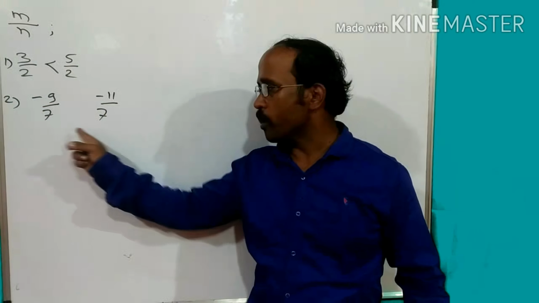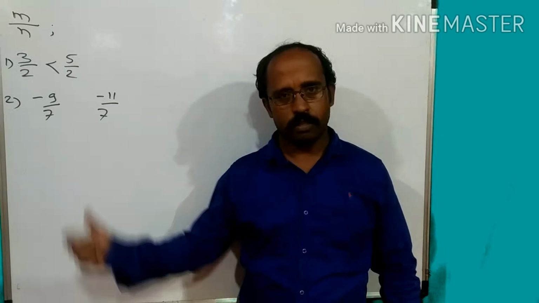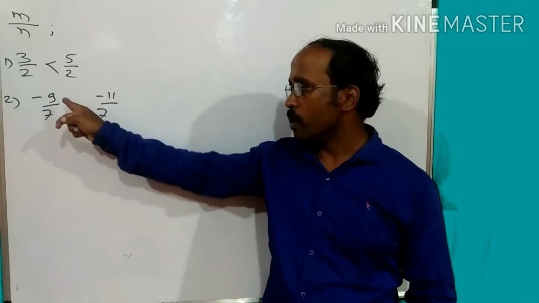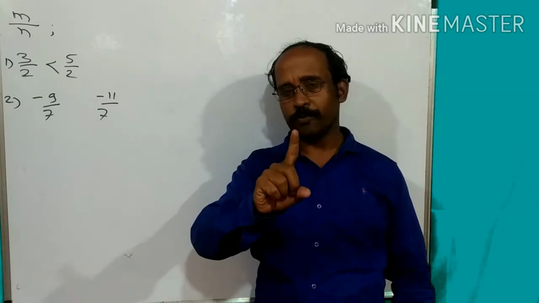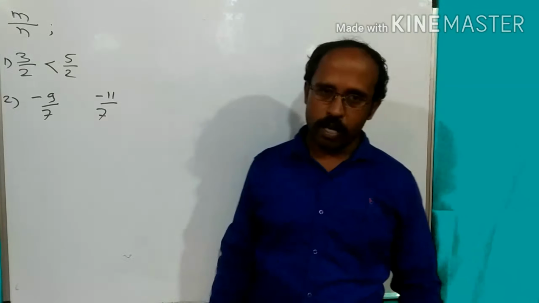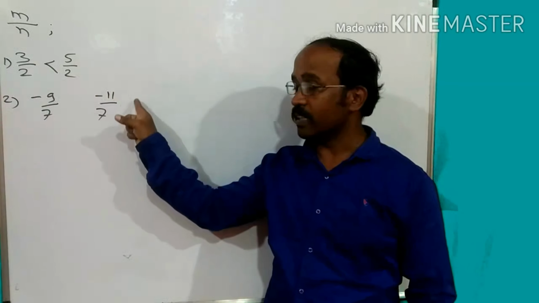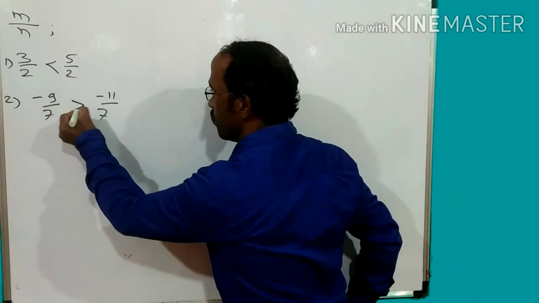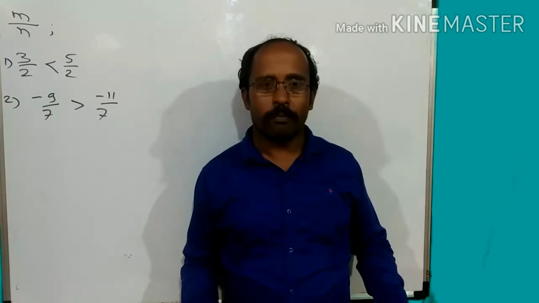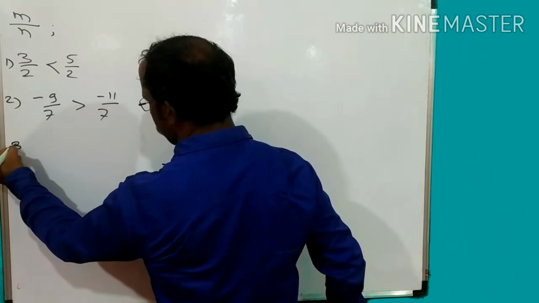Second example, suppose minus 9 upon 7 and minus 11 upon 7. Once again, denominator is same. So how will we decide? We will decide based on the numerator. Minus 9 and minus 11. Which number is greater? If you recall integers, I am expecting that your answer is minus 9. Minus 9 is greater than minus 11. So minus 9 upon 7 is greater than minus 11 upon 7. Got it?